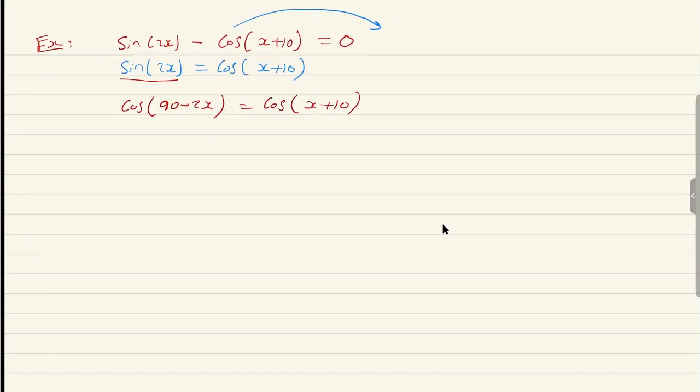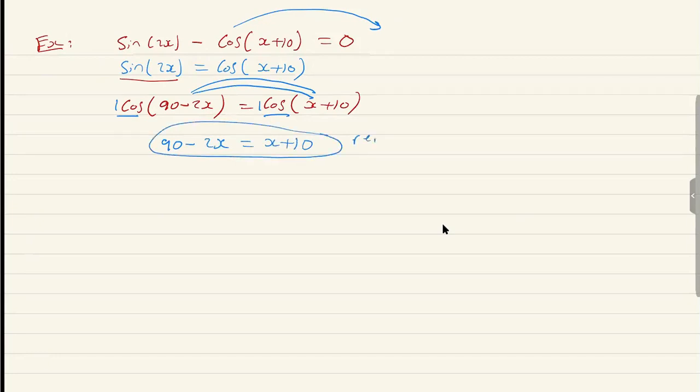coefficients are same, 1, 1. Functions are same, cosine, cosine. So angles must also be same. So we are saying 90 minus 2x is equal to x plus 10. This is reference angle.